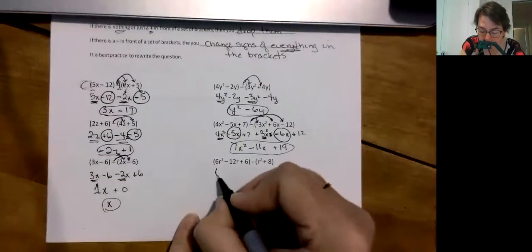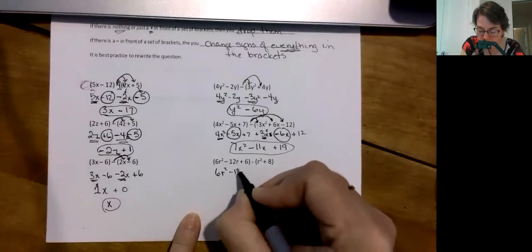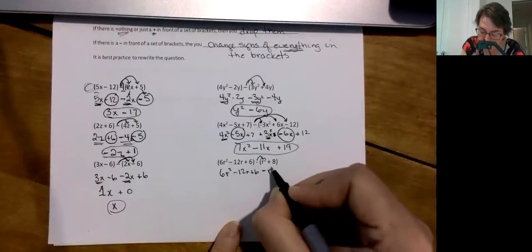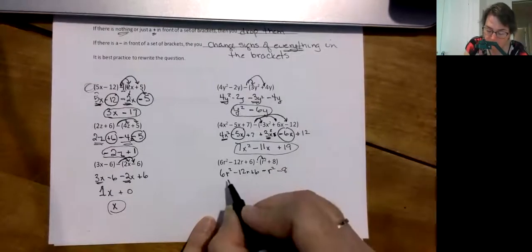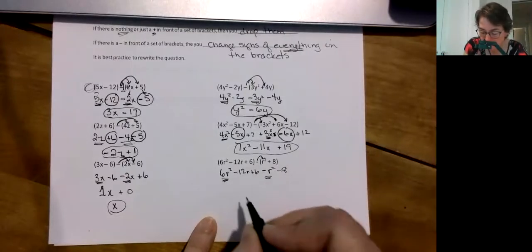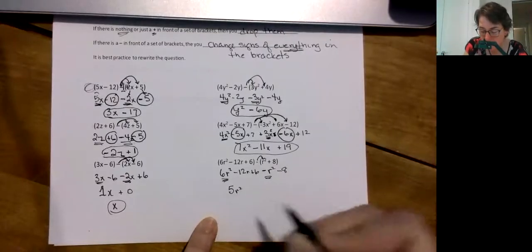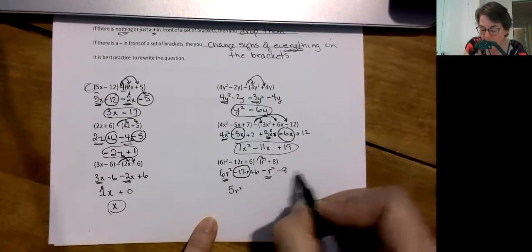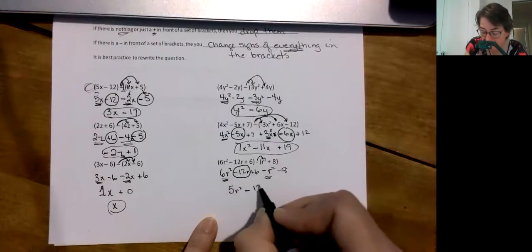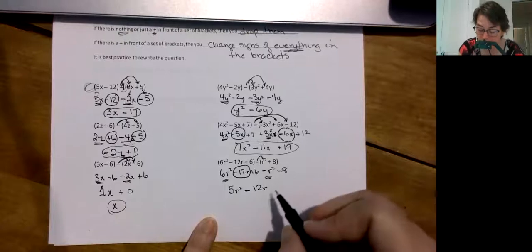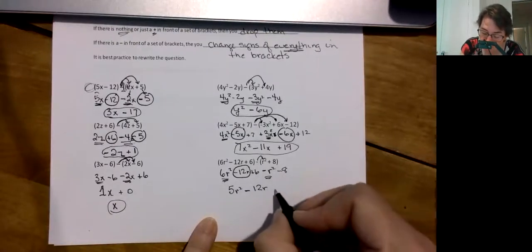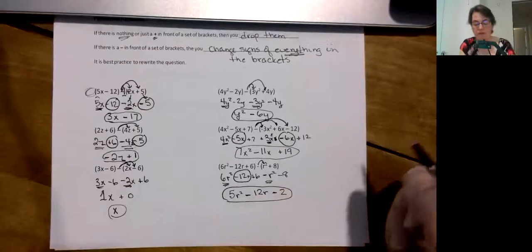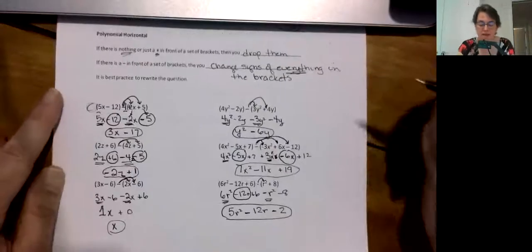All right, last one, 6r squared minus 12r plus 6, and distribute minus r squared minus 8. So 6r squared minus r squared is going to be 5r squared. Now, check this out. There's 12r here, but there's nothing over there. That's fine. Just bring them along. Sometimes that happens. And we've got plus 6 and minus 8, which is going to give me minus 2. There we go.